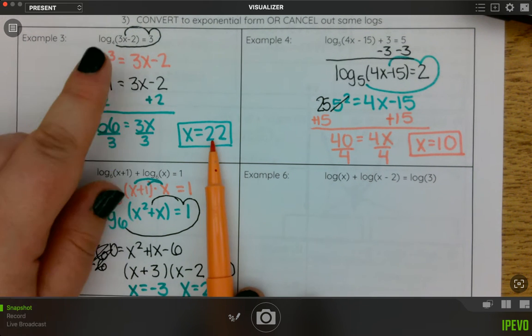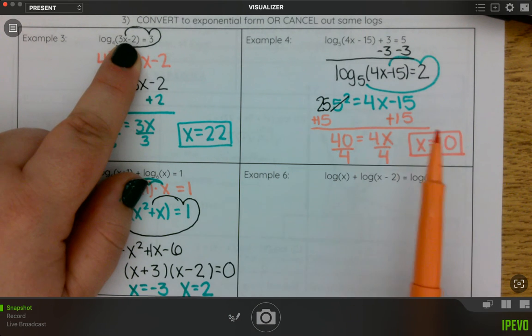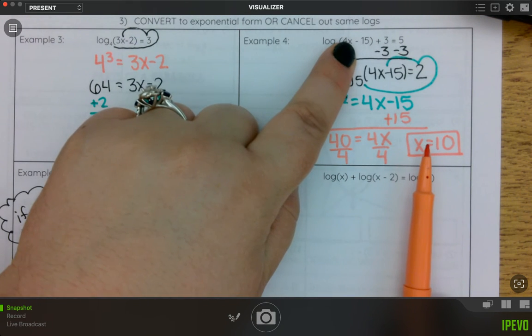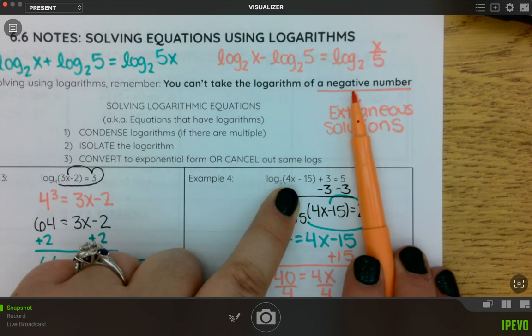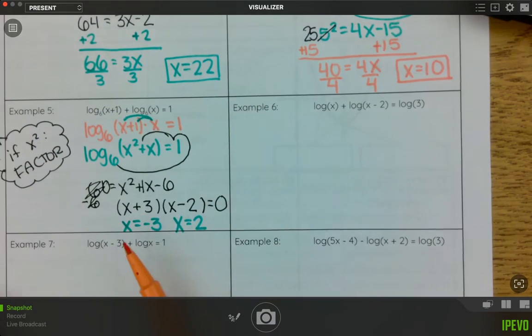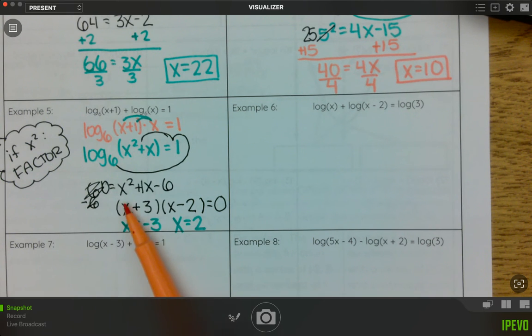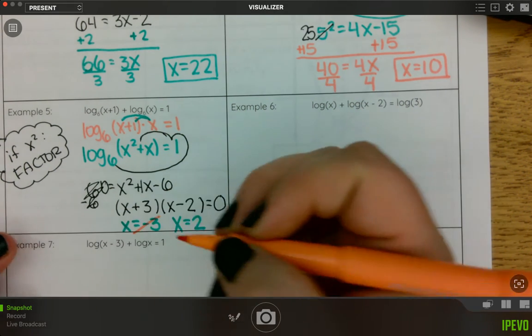Now, when you get multiple answers, and really I should do this up here too, so I'm going to kind of come back. If I plug 22 in, 3 times 22 minus 2 is going to be 64. That is a positive number. We are fine. If I plug in 10, 40 minus 15 is 25. That's a positive number. We are fine. It is when we take the log of a negative number that we run into an extraneous solution. If I plug in negative 3, negative 3 plus 1 is negative 2. So that means this is not actually a solution.